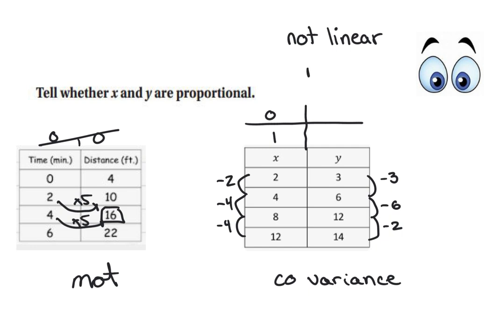So it is definitely not proportional. And we know that it's not linear because these numbers on the sides, they don't change the same amount each time. They're kind of jumping all over the place.